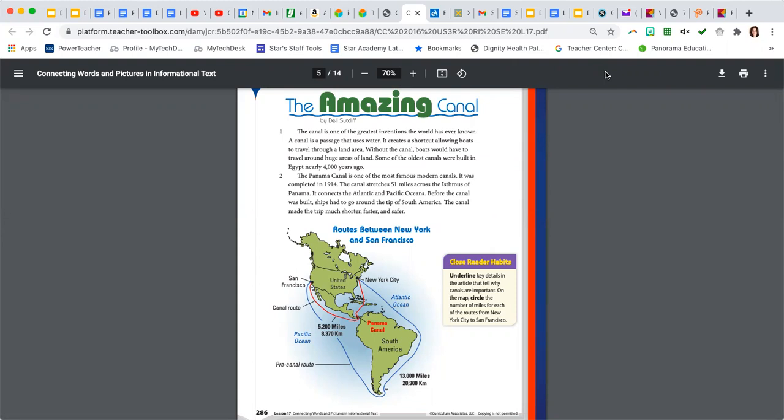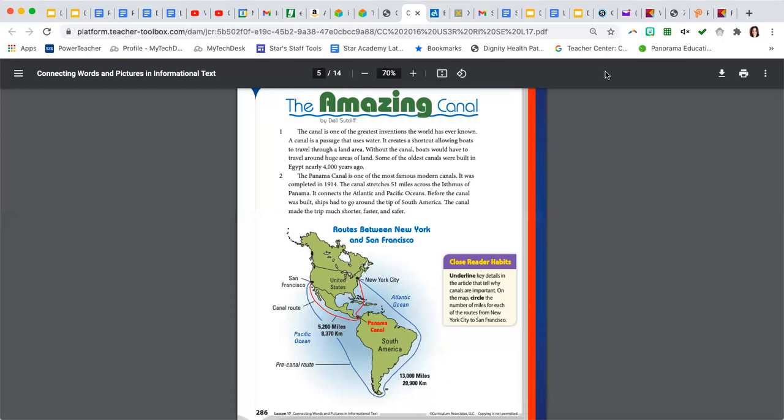The first one is, where were some of the earliest canals built? And what is a canal? A canal is a waterway made by humans as a passage for boats or ships. Question 2. When was the Panama Canal completed? And question 3, how was the old route different from the new route?